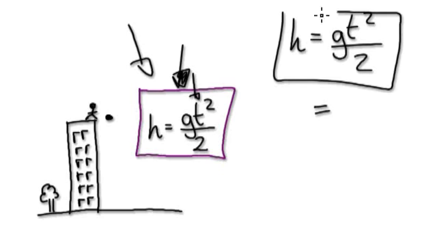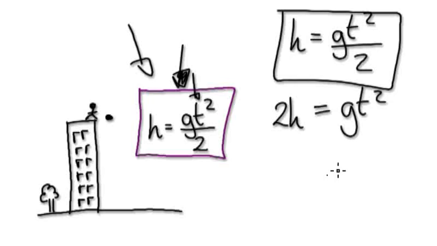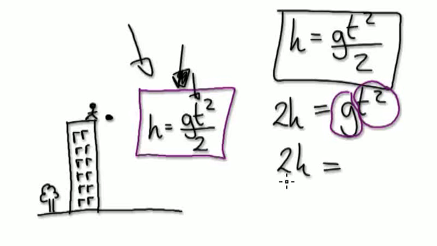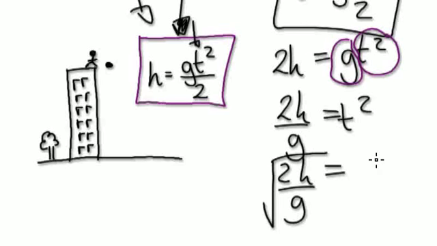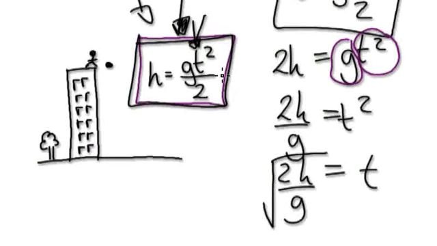So with one formula, you can rearrange it to make different formulas. So here we'll times both sides by 2. It would be this. Okay, divide both sides by g. So it will be this. And then you square root both sides. So it will be this here. T. So from one formula, if you wanted to know t, you could rearrange it to make t the subject.